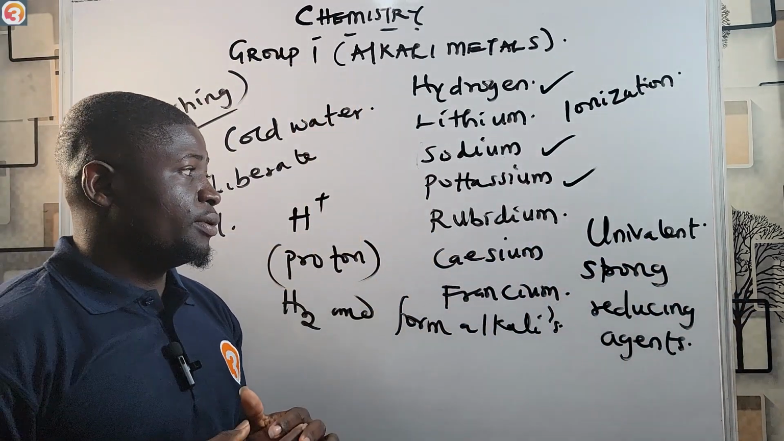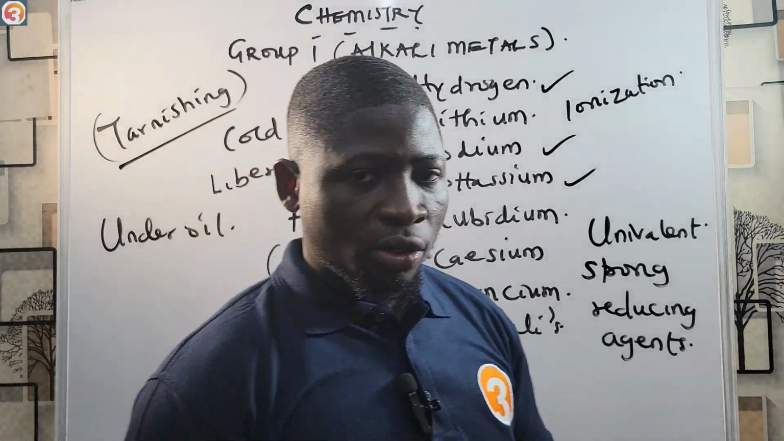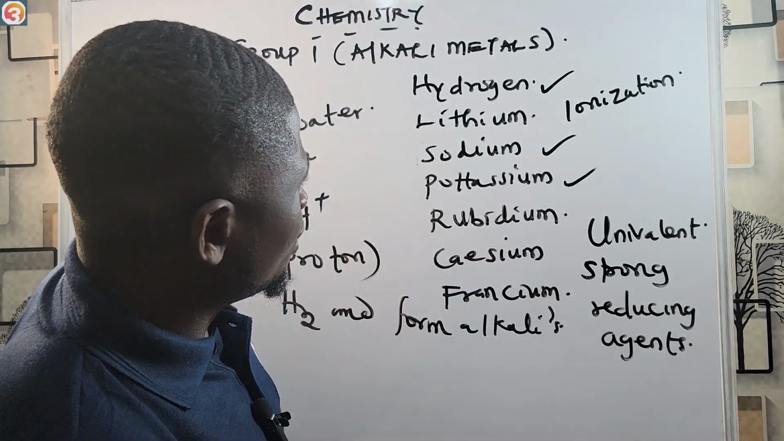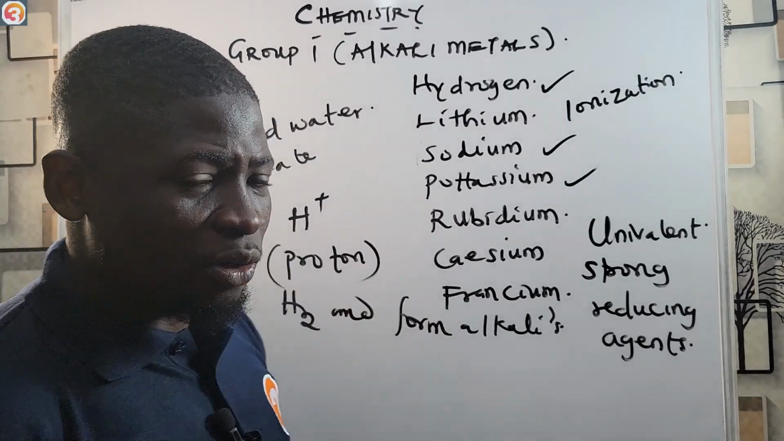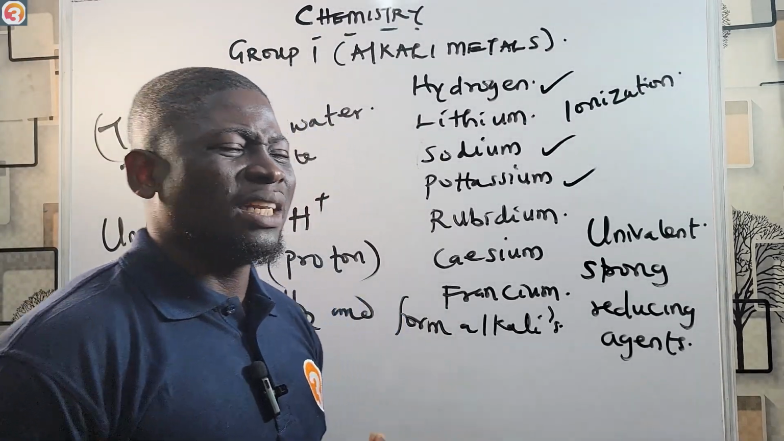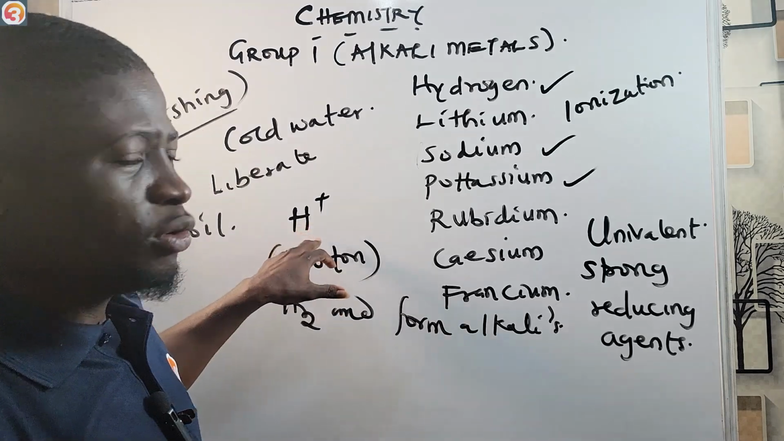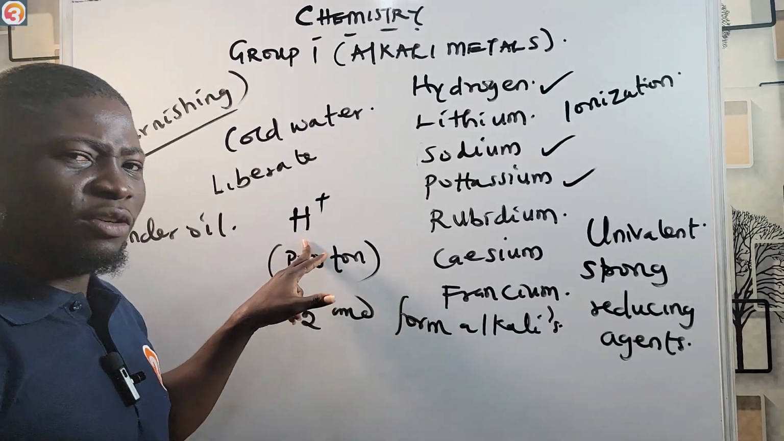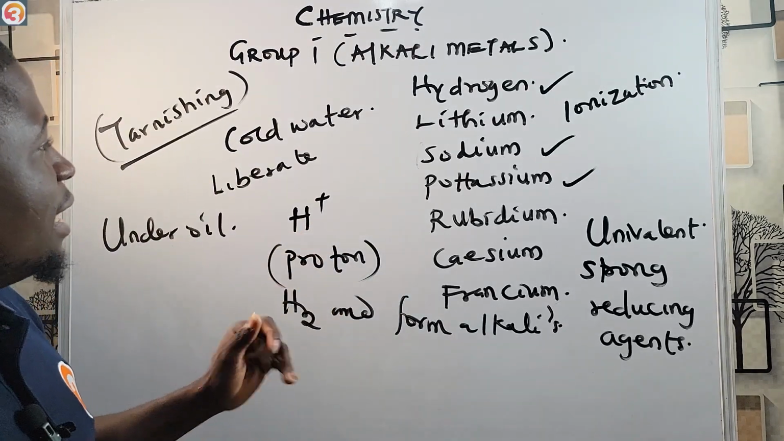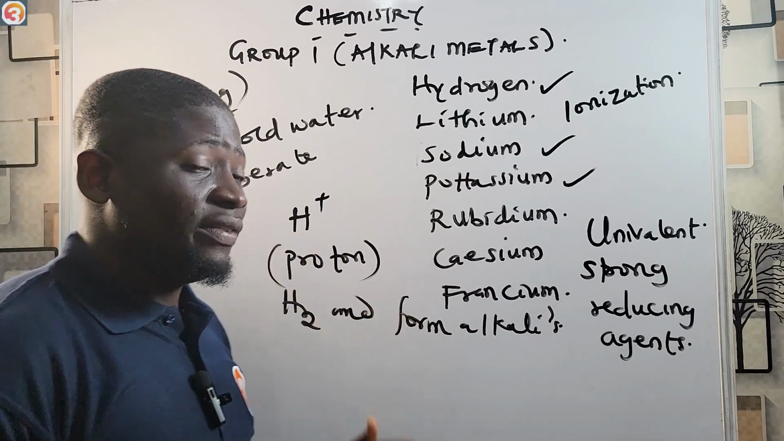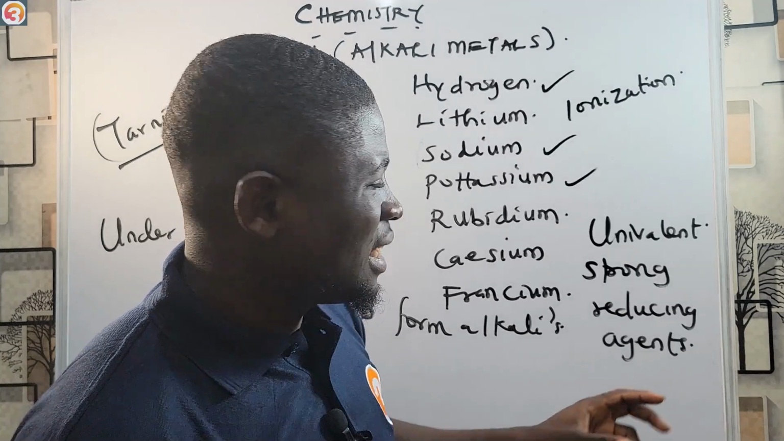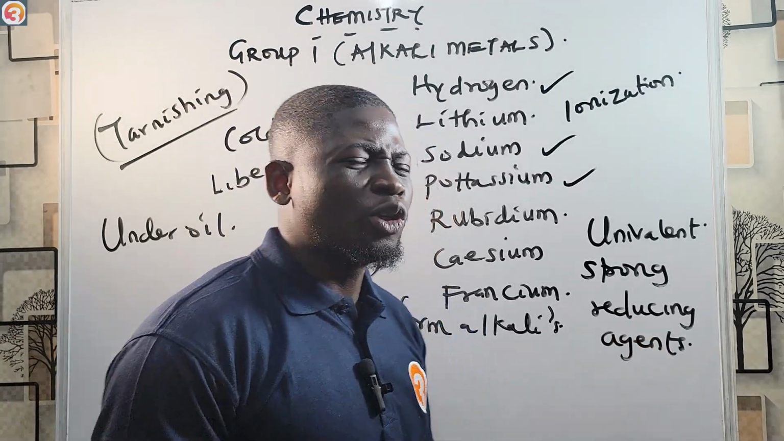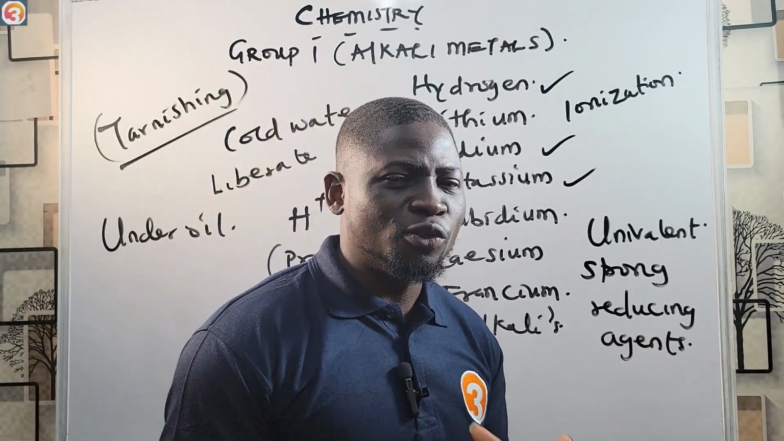Hydrogen, lithium, sodium, potassium, rubidium, cesium, francium. All right. And we say that hydrogen is placed there in group one because it has one electron in its atomic shell, and because it can easily ionize by electron loss to give the hydrogen proton. All right. And we say that group one metals are univalent, reactive metals and strong reducing agents because of their ease of loss of electrons.